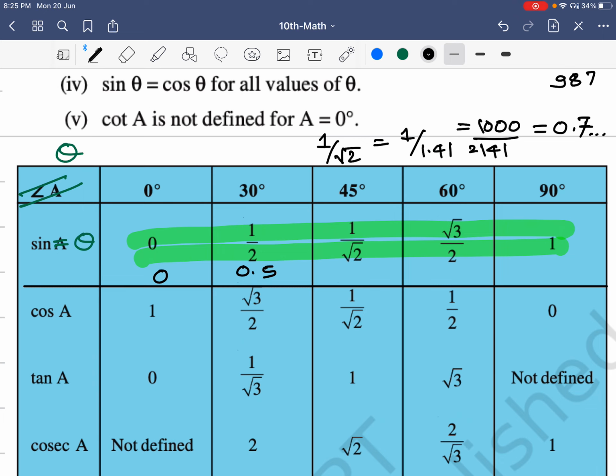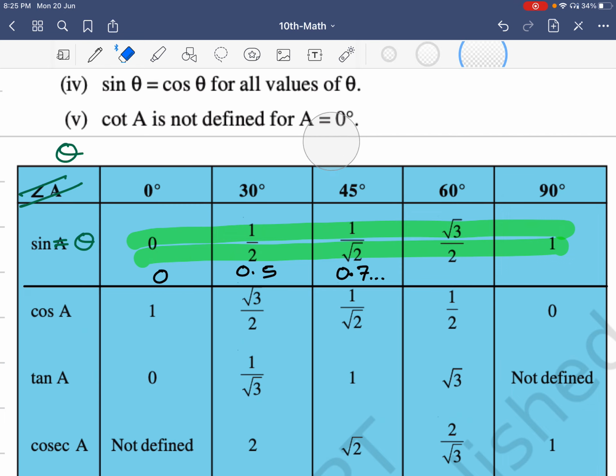You can do the actual division and find the value. But nevertheless, this was 0.5 and this has come to be 0.7. So it's still increasing. I'm going to make a note here: 0.7 dot dot dot. So it's still increasing. Now let's come to the next value. First, let's get rid of this.